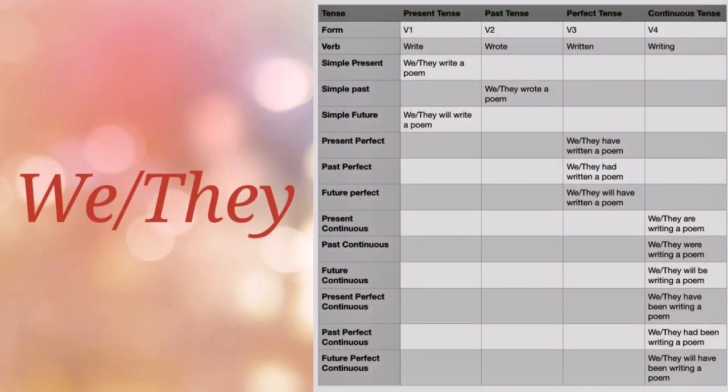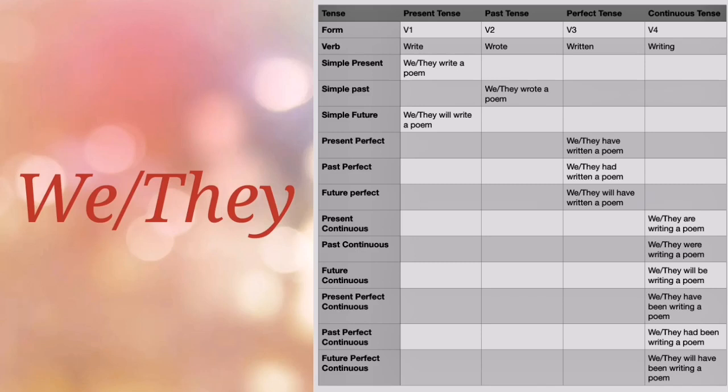Let us now see pronouns we or they. V1 write is used to make simple present tense we or they write a poem and simple future tense we or they will write a poem. V2 wrote is used to make simple past tense we or they wrote a poem.